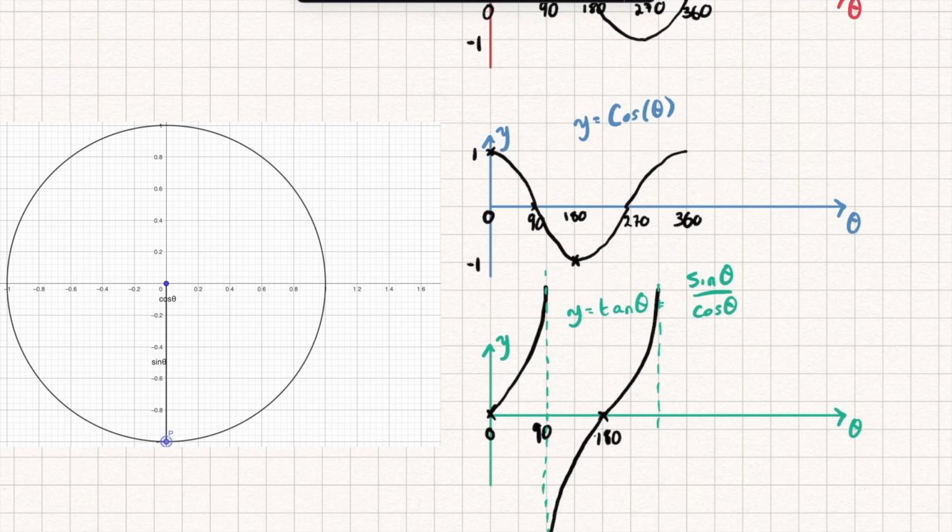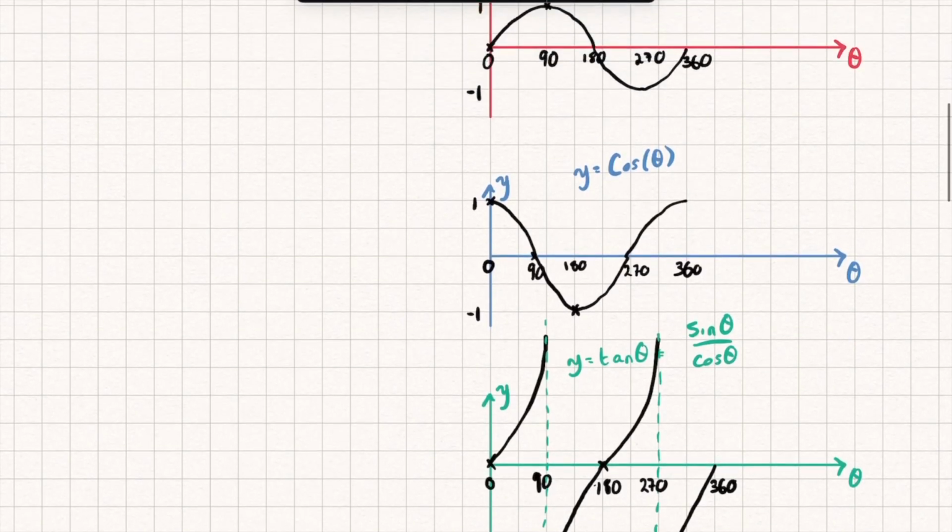Now in the final stretch, as theta gets bigger and bigger and bigger, you can see what's going to happen here. Well, sine of theta is going to be getting smaller and cos of theta is going to be getting larger. So it's going to start off around here at basically minus infinity, or in the negative value. And as we increase the angle, it's going to get closer and closer to 0 until at 360 degrees we hit 0 again.